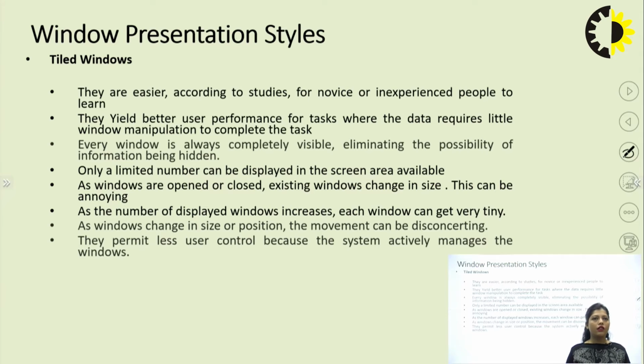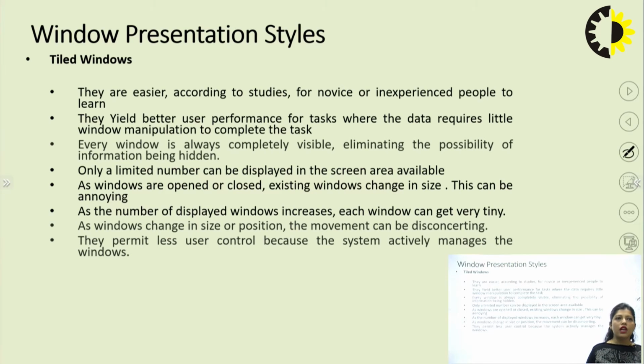So in this there are no manipulations available. There are no changes available in the tiled window. Every window is always completely visible, eliminating the possibility of information being hidden. So in this, the whole information is completely visible because this window is beneficial for a single task. So in this, no information is hidden. Only a limited number can be displayed in the screen area available, because the tiled window is useful for smaller tasks, for a single task.